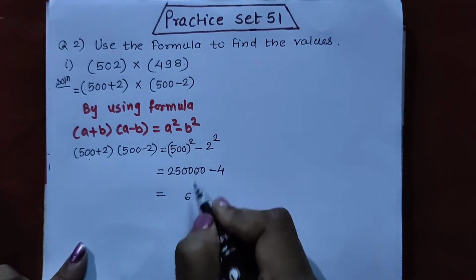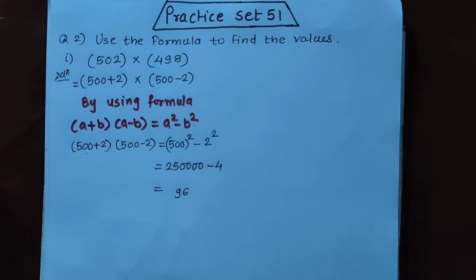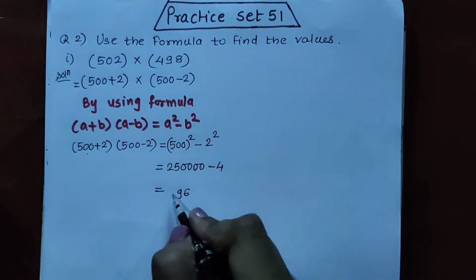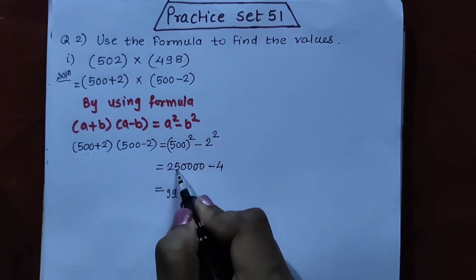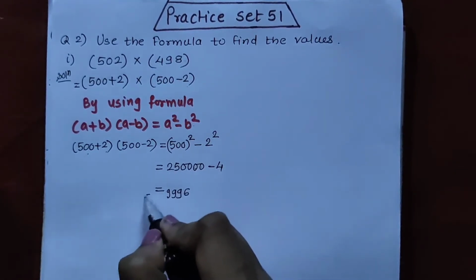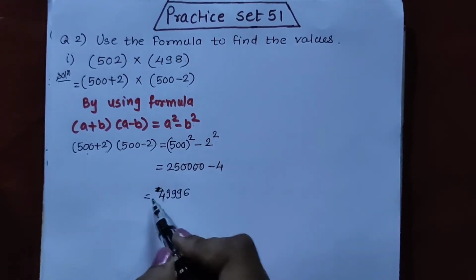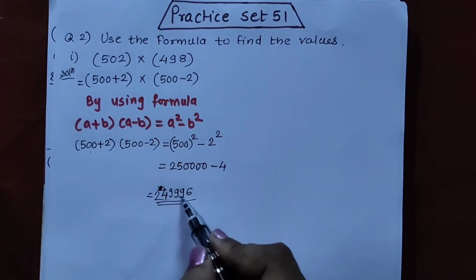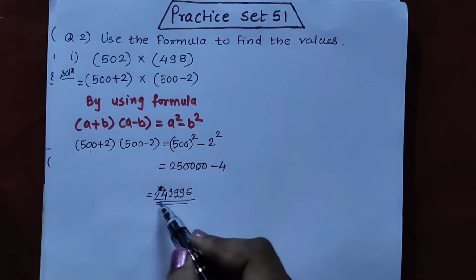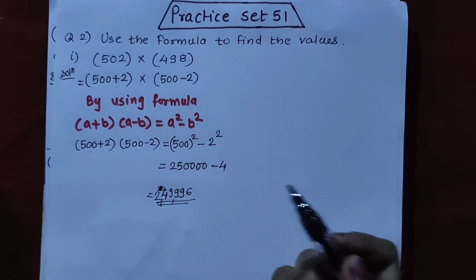We have borrowed 1 from here, so here we will get 9. Again 0 is there, that means there will be 9. Again 0 is there, there will be 9. Instead of 5 we have borrowed 1, so I will write 4 here. This equal to sign I have to rub out, and this is 2. So we are getting 249,996. Correct? So 2,49,996 will be the answer here.